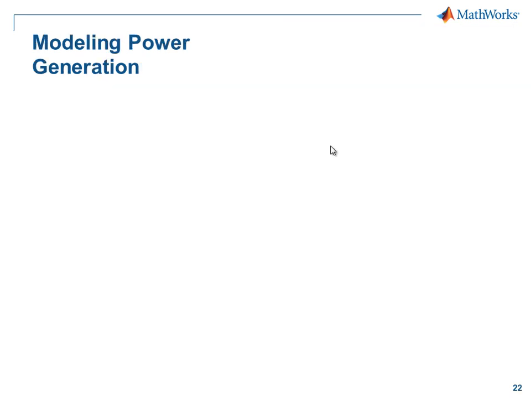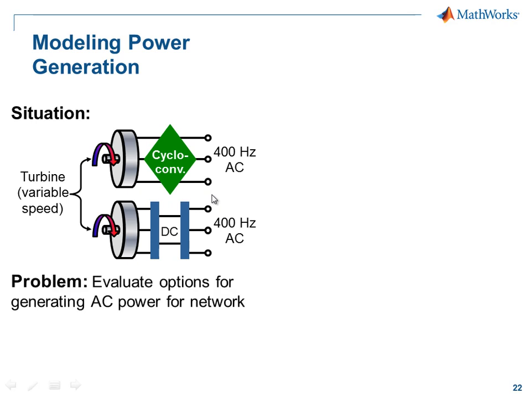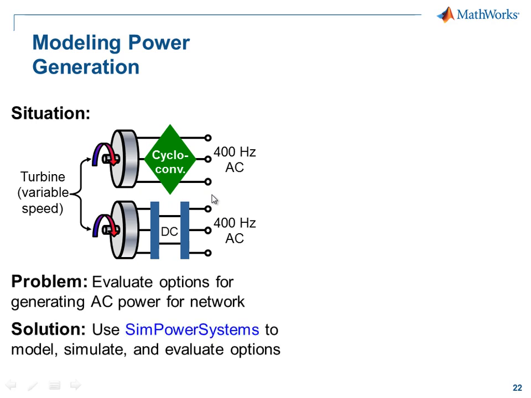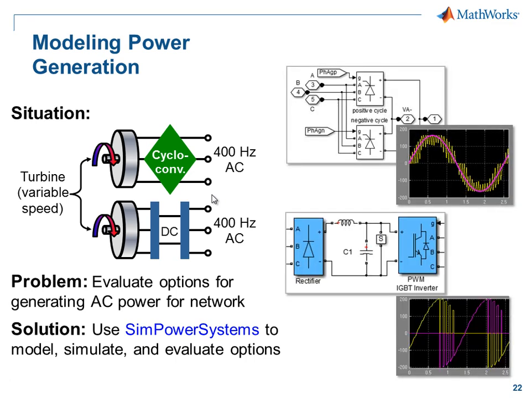In this demonstration, we will see how we can model different options for generating power. We have a gas turbine that spins at a variable speed. That turbine can be used to turn a generator shaft and produce variable frequency AC. Different configurations of power electronics can convert that variable frequency AC to a fixed frequency AC. We would like to evaluate these different options. We can do that using SimPower Systems. We can model each of these systems and plot the results of simulation under different conditions to evaluate which option would be the best for our system. I'll now switch over to the model so you can see how this is done.